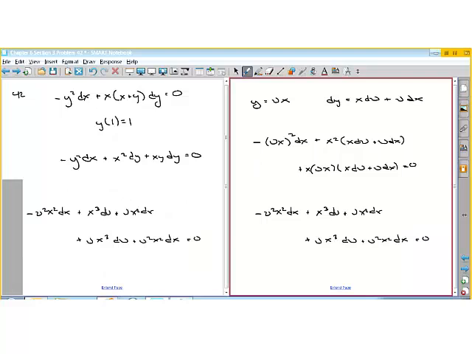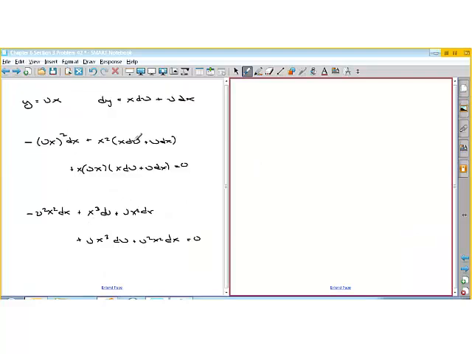Okay, now we are going to take the terms that involve dx to one side and the ones that involve dν to the other side. So let's move dx to the right-hand side. What remains on the left-hand side is x cubed dν plus ν x cubed dν. That comes from this term and that term. Everything else goes to the other side.